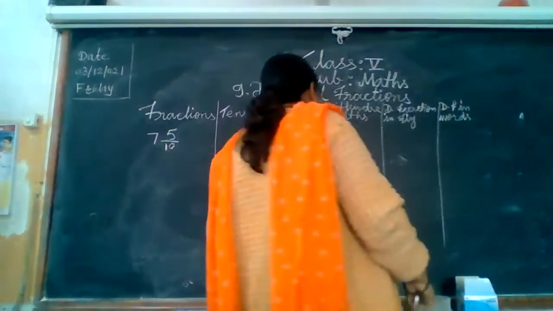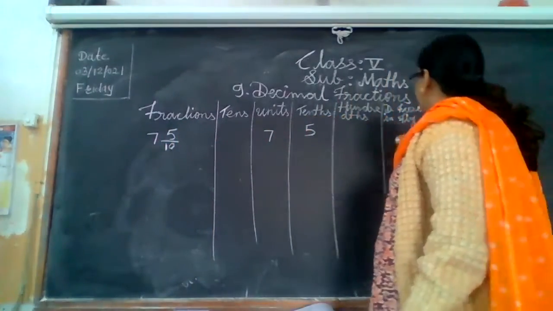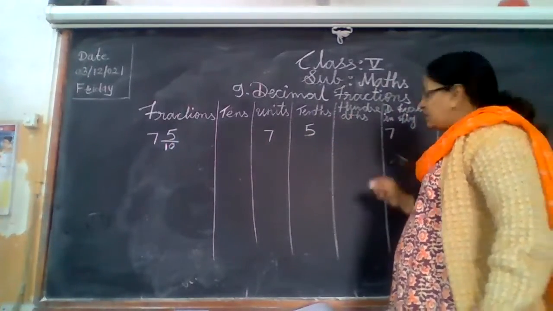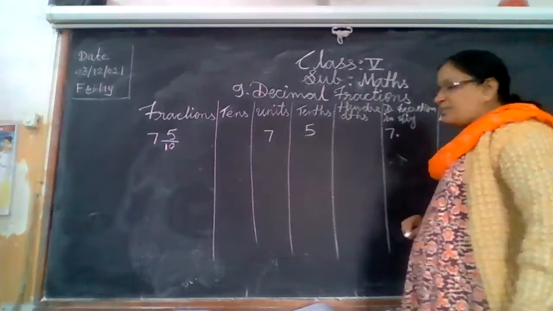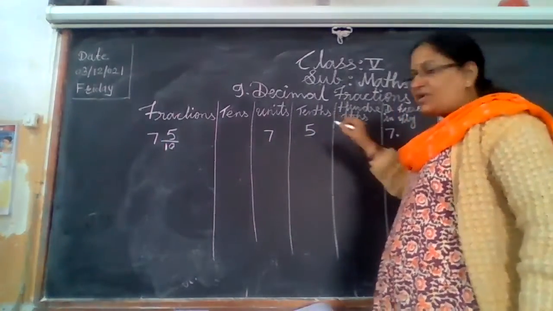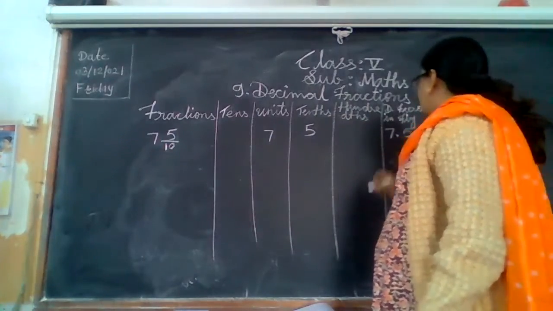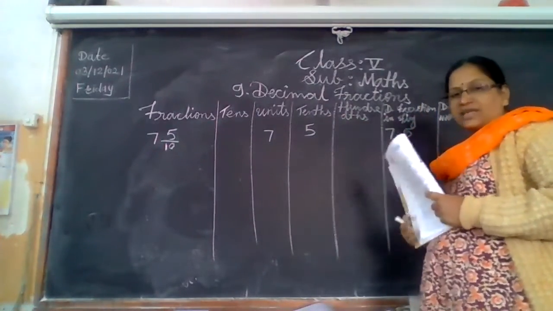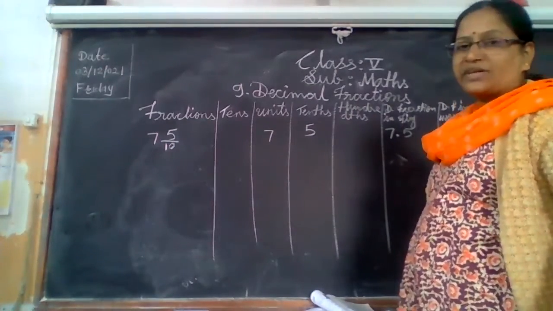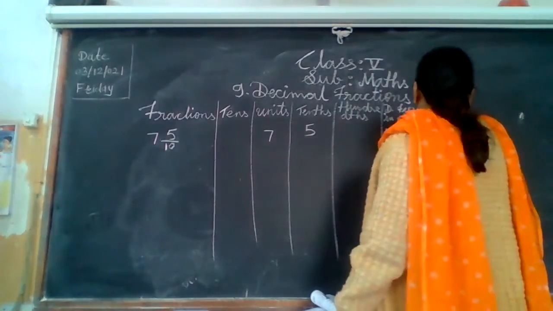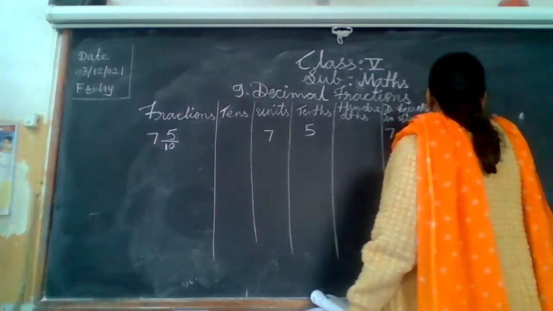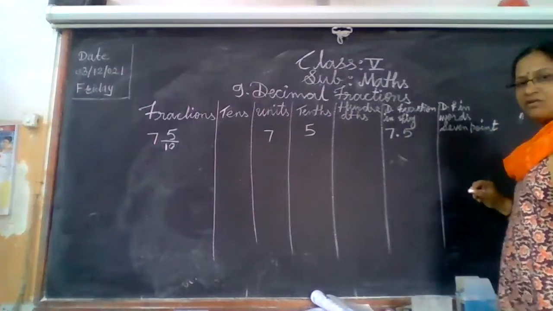The hundredths place is not given. So how will you write this? 7 is the whole number. Now put the decimal point. And then what is the decimal fraction? The tenths place has 5. So how will you read this number? 7.5, or you can say 7 and 5 tenths.